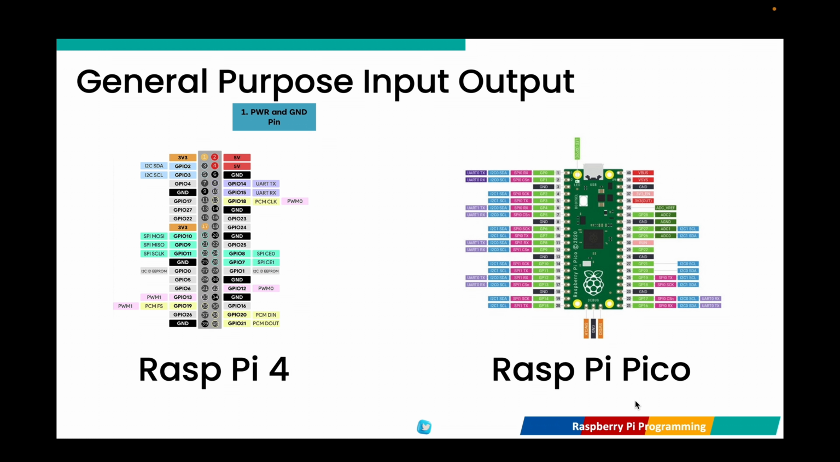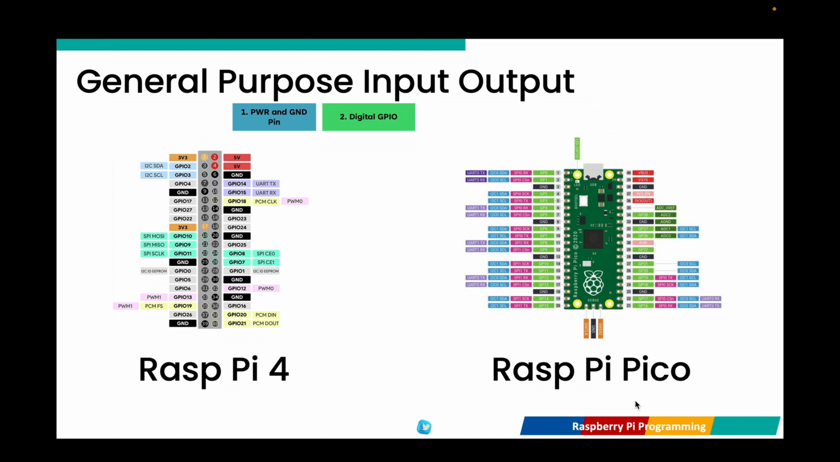3.3 volt pins are used for powering sensors and modules that operate on 3.3 volt logic. 5 volt pins, only on Raspberry Pi 4, are used for higher power components like motors and displays. The Pico lacks 5 volt GPIO, as it is strictly for 3.3 volt devices. Ground pins are used for common ground connections for circuits and peripherals. Secondly are the standard GPIO pins.